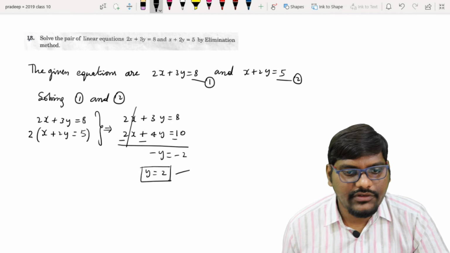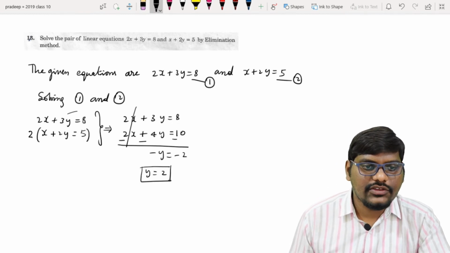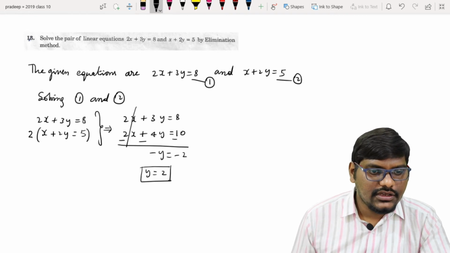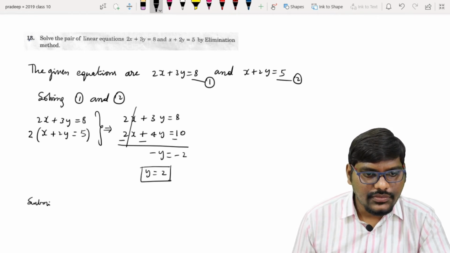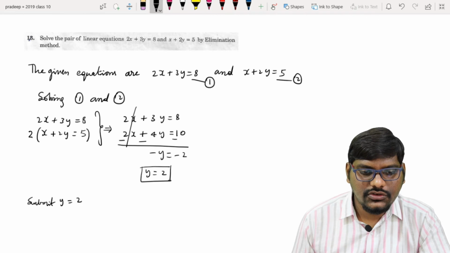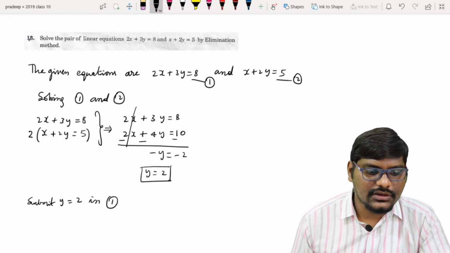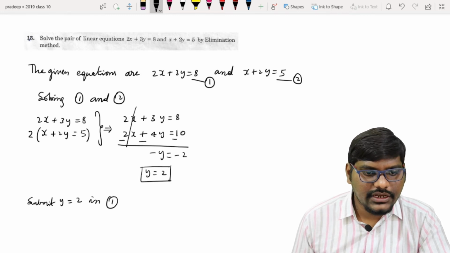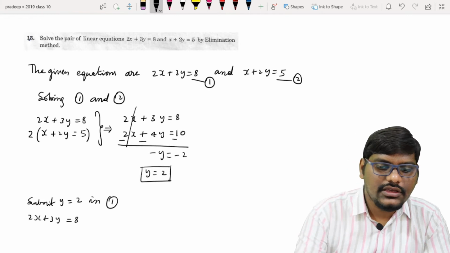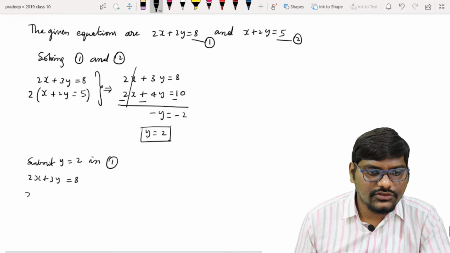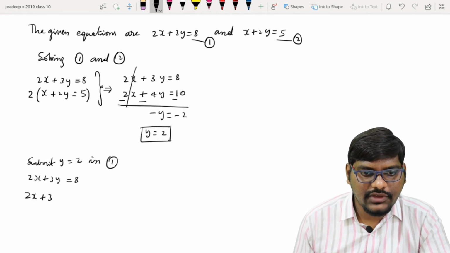So now this y value we can substitute in the first or second equation. Any equation will get the answer. So I'll write substitute y equal to 2 in equation. I can substitute in any equation, I'm substituting in one. Okay, so I'll be getting 2x plus 3y equal to 8 is the equation 1. So I'm substituting y value. So that is 2x plus 3. What is y value? It was 2. So I can write 2 here.